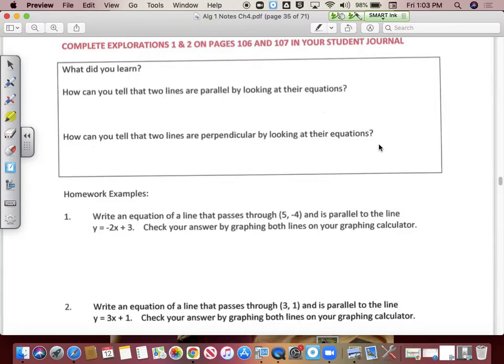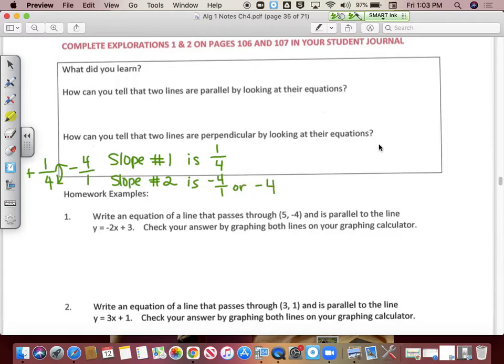For example, if one slope, let's say slope number 1, is 1/4, then slope number 2, you have to flip 1/4 upside down. So 1/4 upside down is 4 over 1. And because this is a positive number, this one would have to be negative. So this one would be negative 4 over 1, or in our world, we just would say negative 4 because we don't necessarily need the 1.